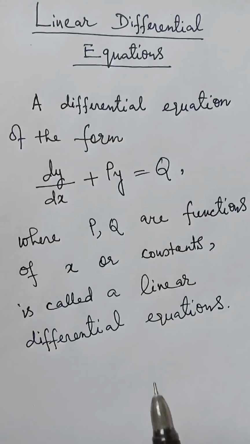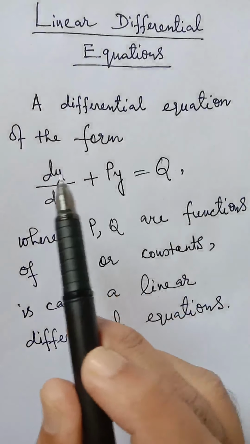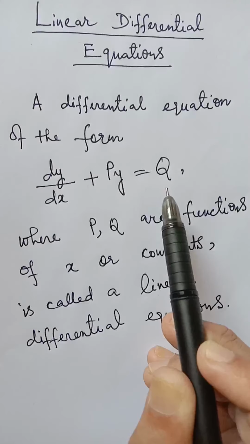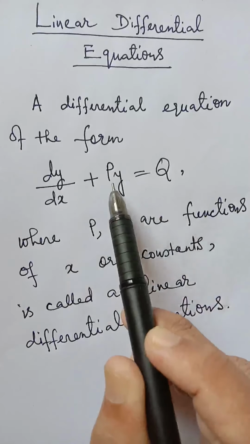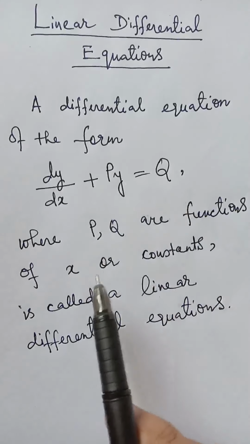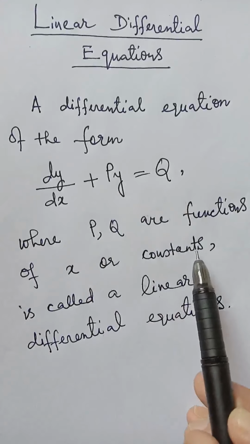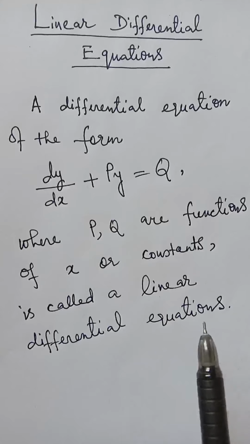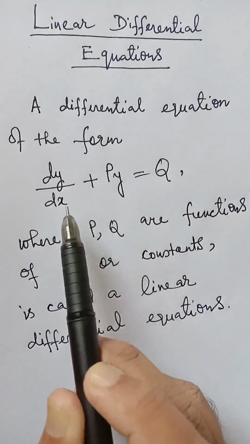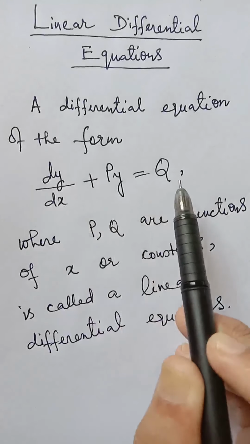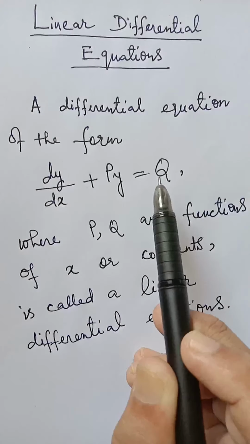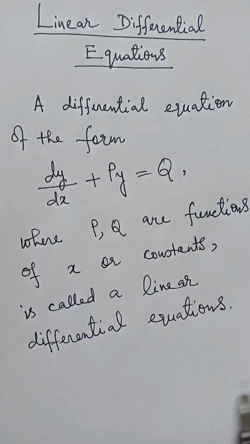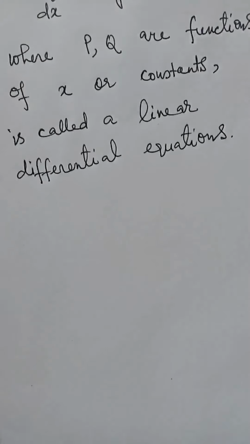So, a differential equation of the form dy by dx plus py equal to q, where p and q are either functions of x or constants, is called a linear differential equation. So the form of a differential equation is this: dy by dx plus py equal to q, where p and q are either functions of x or constants. Let us write some examples.